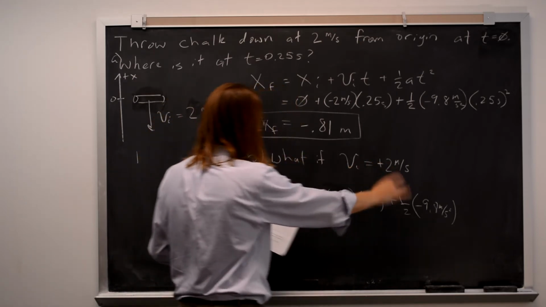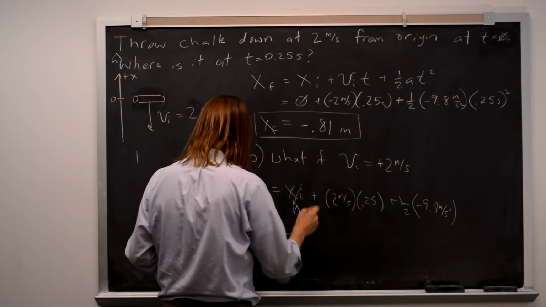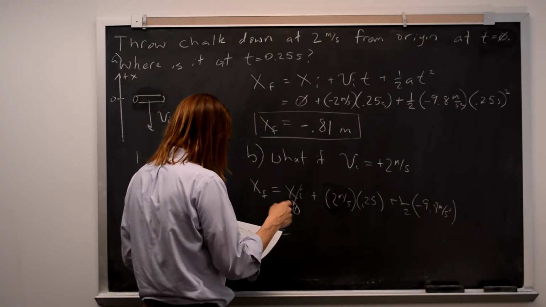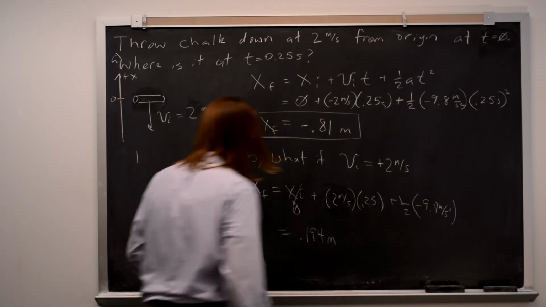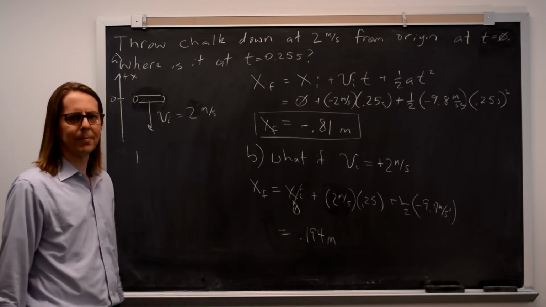All right? So when you solve it this way, you'll get a different answer. You can see you have a positive term and a negative term, and in the end, you get, in this case, plus 0.194 meters. Let's see what you would get there. Yeah, that was what it was.